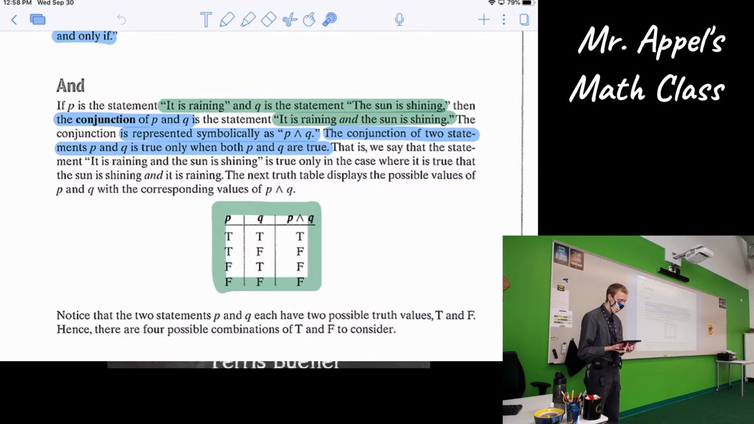Take a look at their example here of and. You could say it is raining. You can say the sun is shining. And sometimes you can say it is raining and the sun is shining. That's certainly an interesting day, right? We usually don't think of those going together.